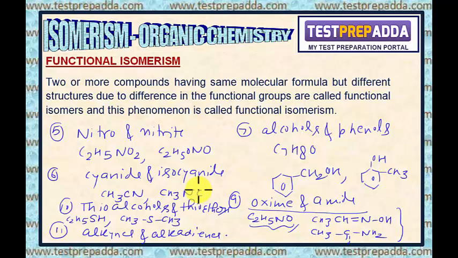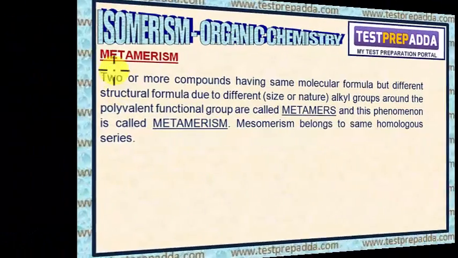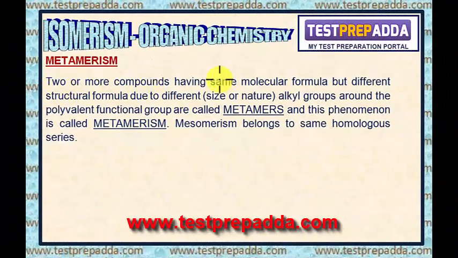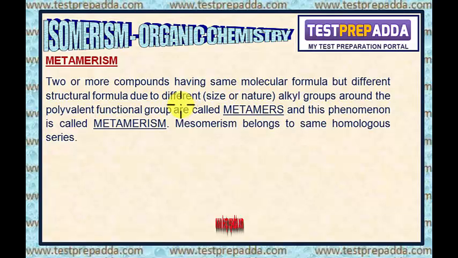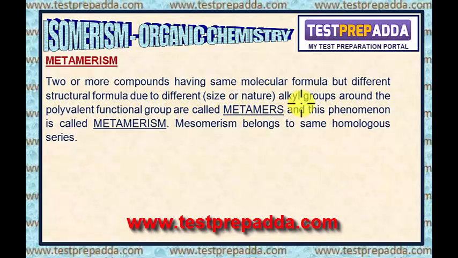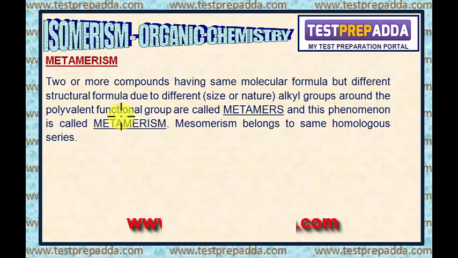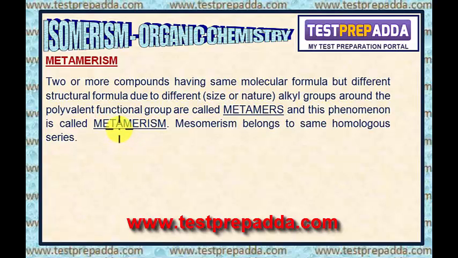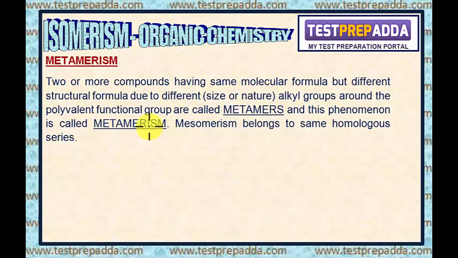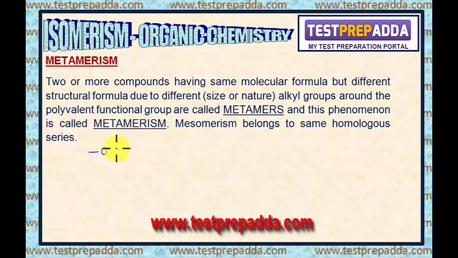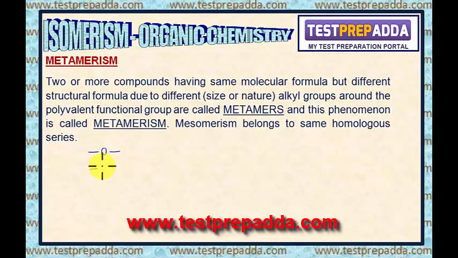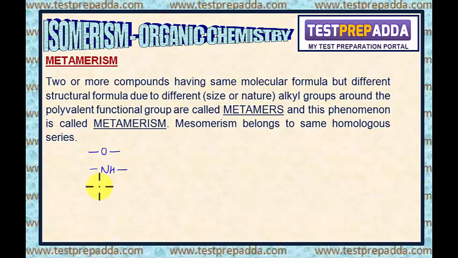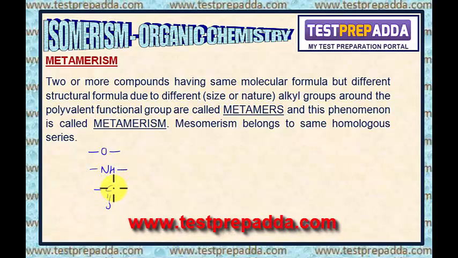Okay, now I'll talk about metamerism. Metamerism: two or more compounds having same molecular formula but different structural formula due to difference in the alkyl groups. Different alkyl groups around the polyvalent functional group are called metamers, and this phenomenon is called metamerism. In simple words, I'll take O. This is divalent group. NH, another divalent functional group. I can write even this ester.